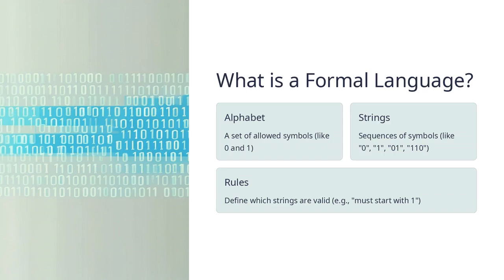Let's begin. Part 1. What is a formal language? Let's start with a simple question. If I give you a few symbols, say 0 and 1, and I ask you to build a few sequences, you might create things like 0, 1, 01, 110, or 1001. These sequences are called strings, and the set of allowed symbols, in this case just 0 and 1, is called the alphabet.